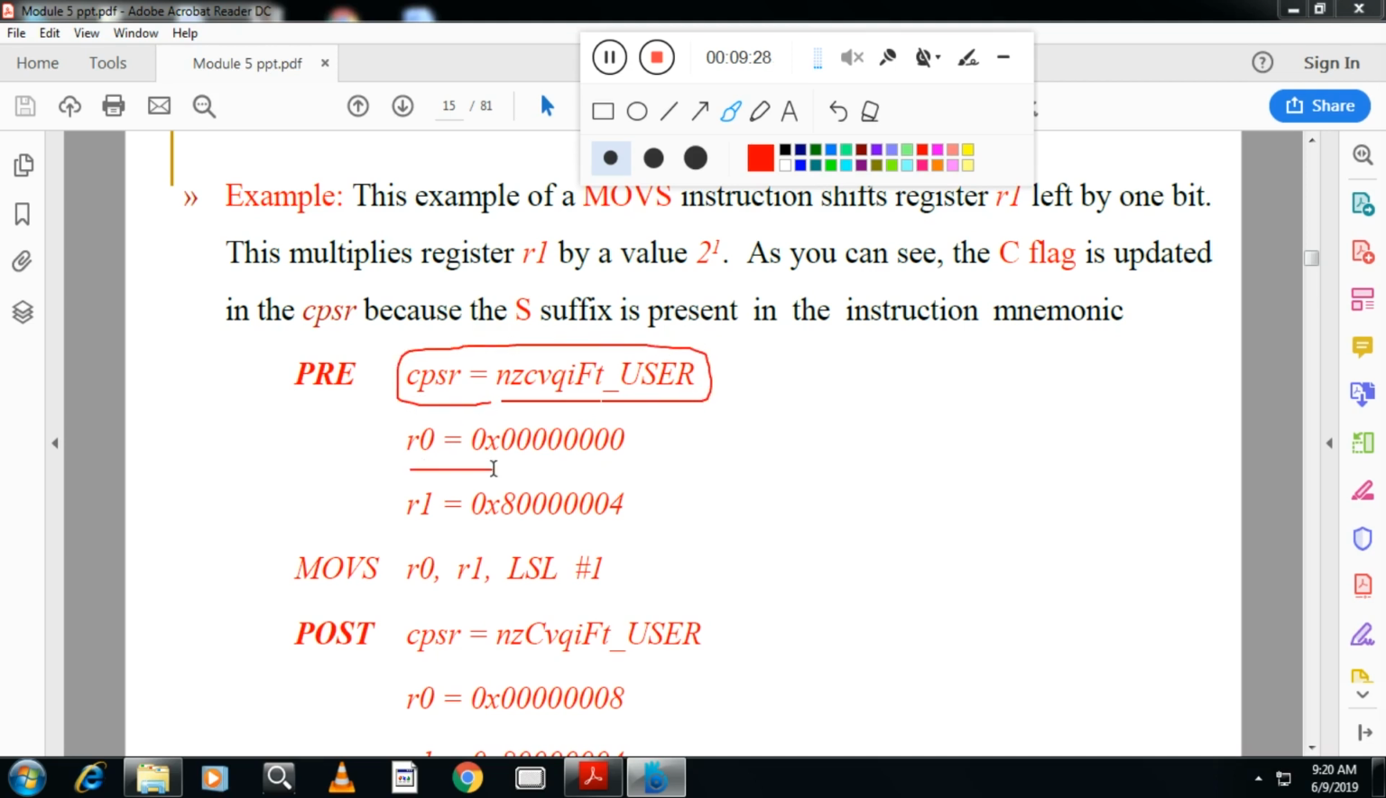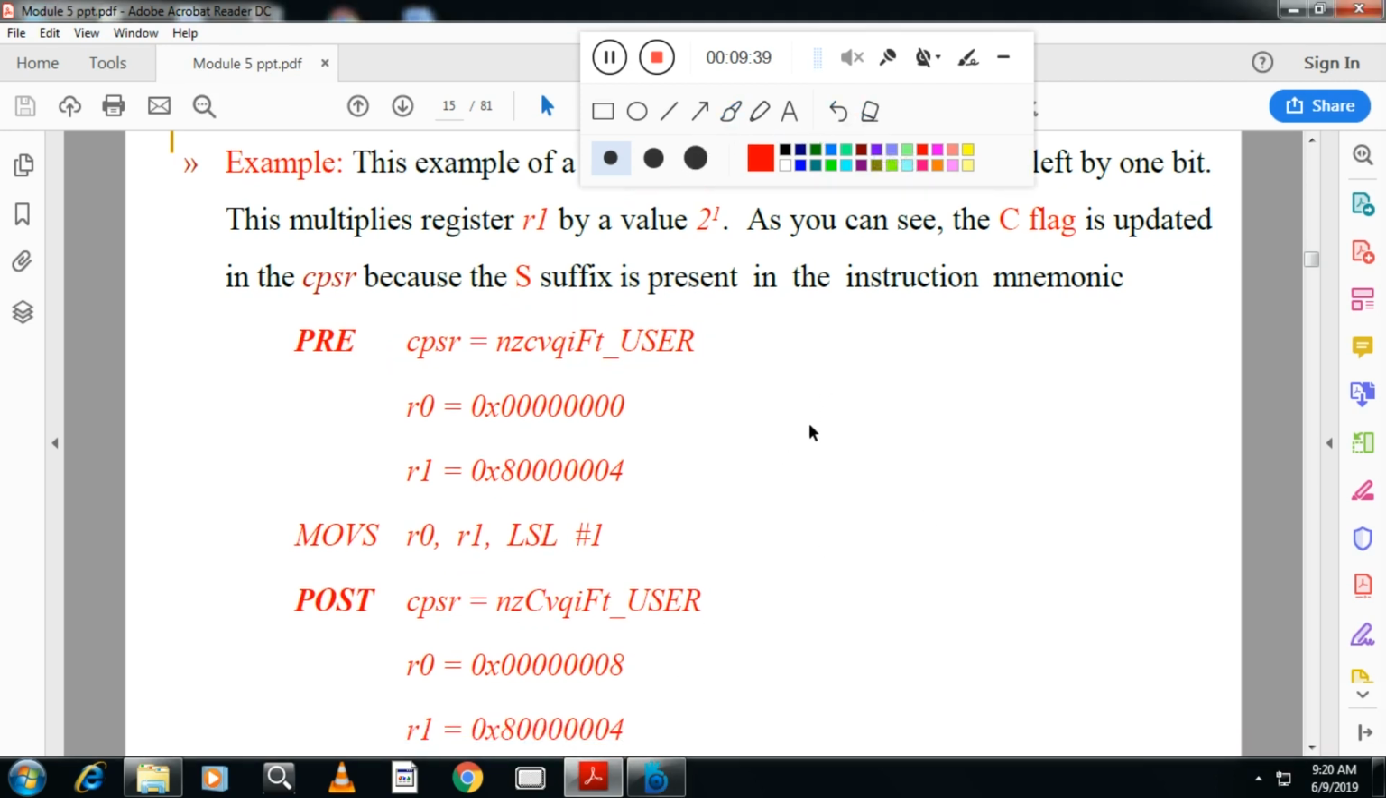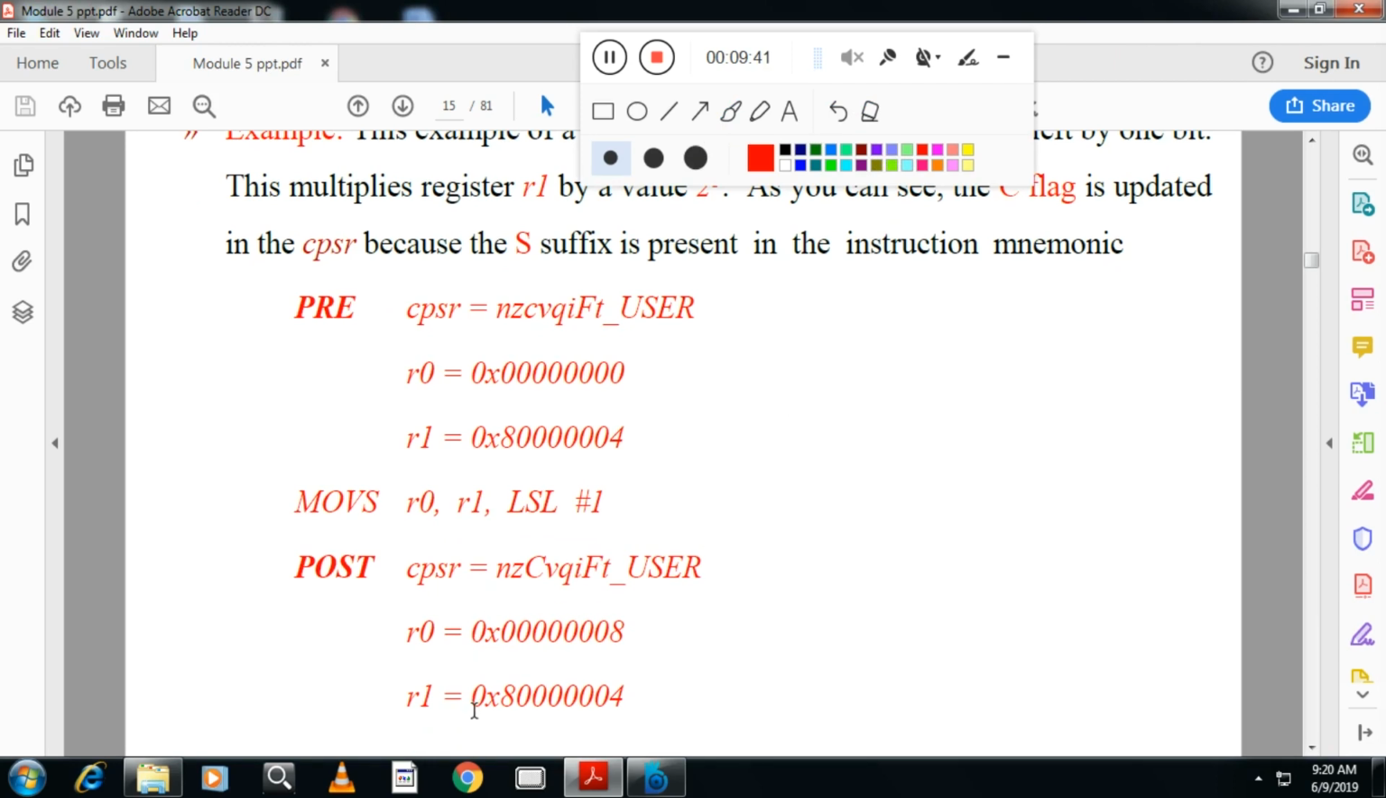Now you take R0, this is R1. After moving, the carry flag is enabled, and this is the first condition. You can see what is R0 and what is R1. This will update the carry flag. But if you use only move, that will not update the flag register. Please remember here.